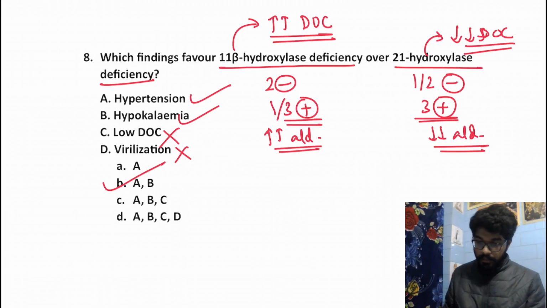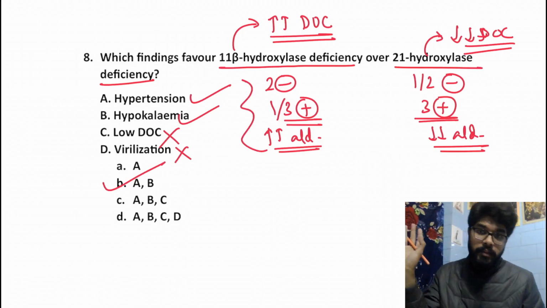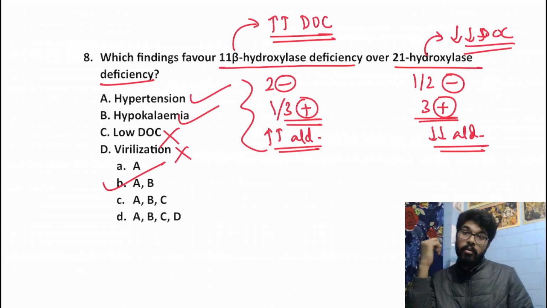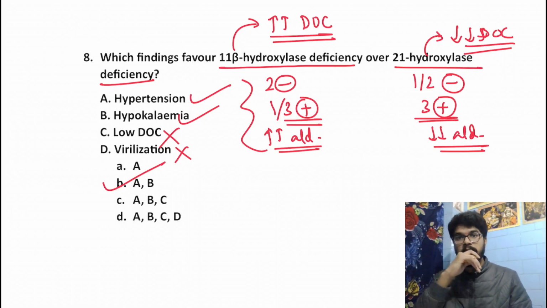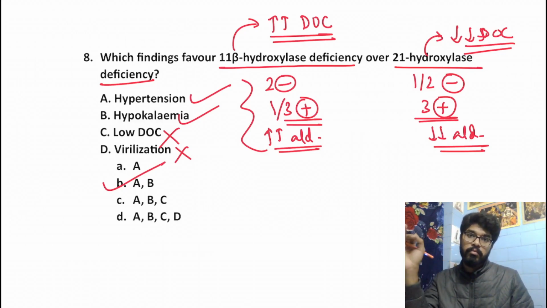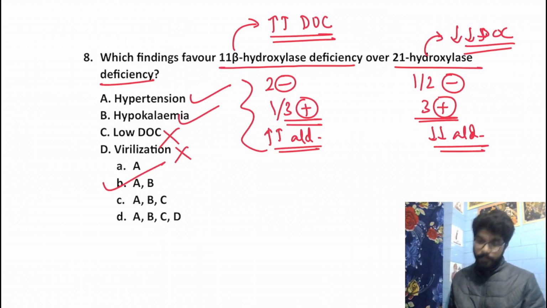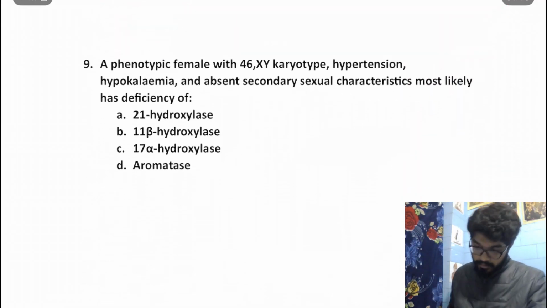This sequence can help you answer most of the questions, rather all the clinical feature related questions of congenital adrenal hyperplasia. The sequence of 1, 2, 2, 3, only to 1, 2, 3. Okay. Moving on to the next question. Right, another application of the sequence, right?